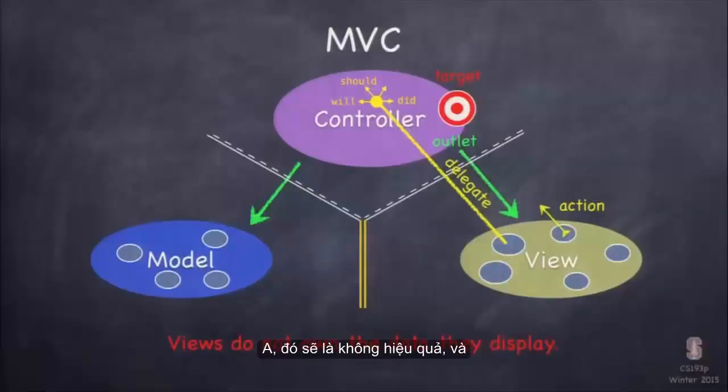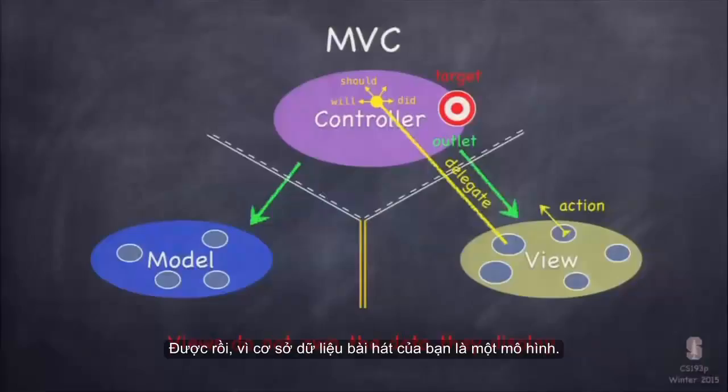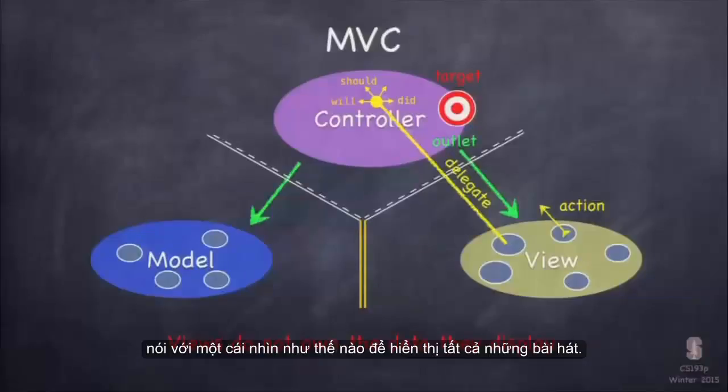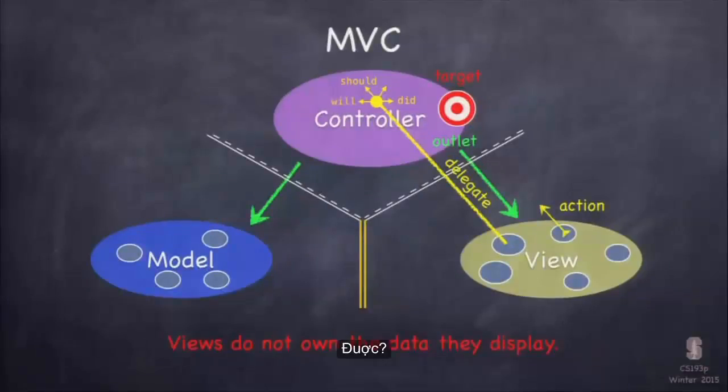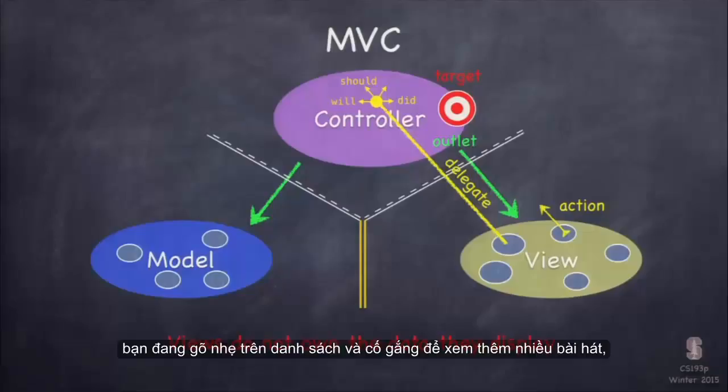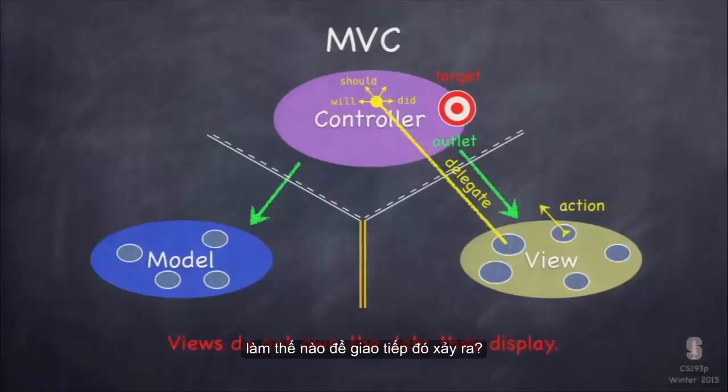A, that would be inefficient, and B, that information, those 10,000 songs, belongs where? In the model, because your song database is a model. It has nothing to do with UI. It's just a list of songs and artists and albums and all that. Some controller has to look at that database and tell a view how to display all those songs. So we need that communication to happen here, and the view is displaying some sort of list, and you're touching down and flicking on the list and trying to see more songs. How does that communication happen?